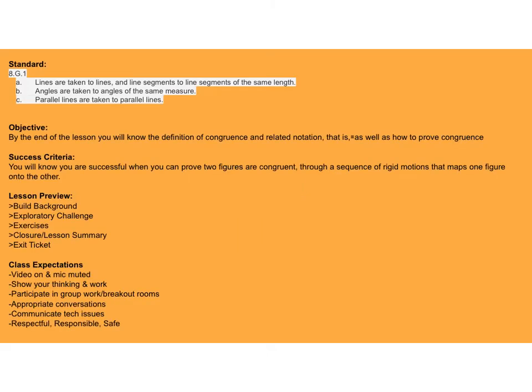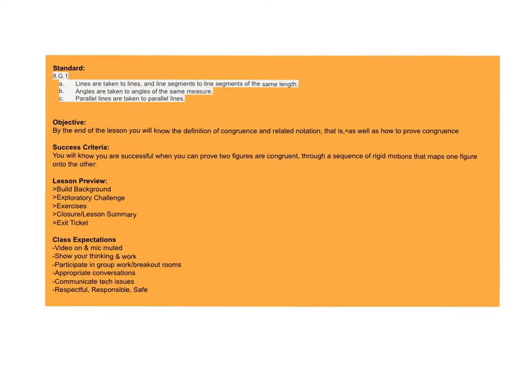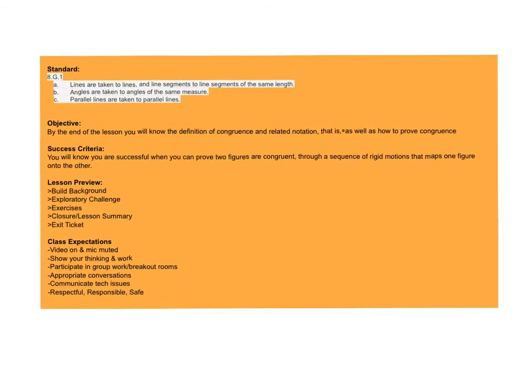All right, today is lesson 11. Our objective is that by the end of this lesson, you'll know the definition of congruence. We kind of talked about this yesterday, and related notation. So you'll know how to write the sign for congruence, which is this right here. It's kind of tiny, but it looks like a little squiggle with an equal sign beneath it, as well as how to prove congruence.